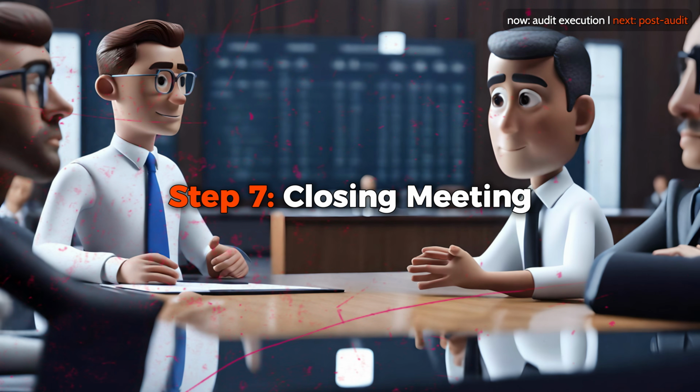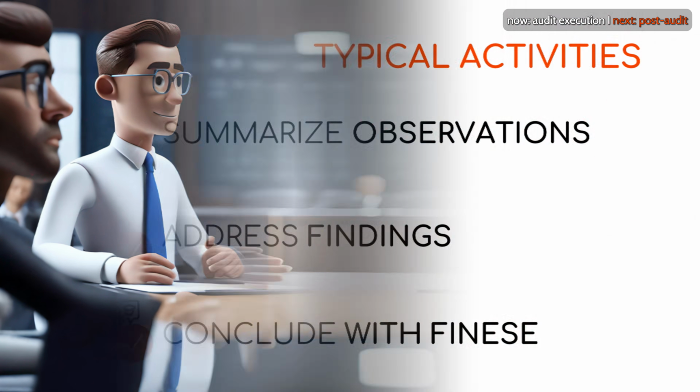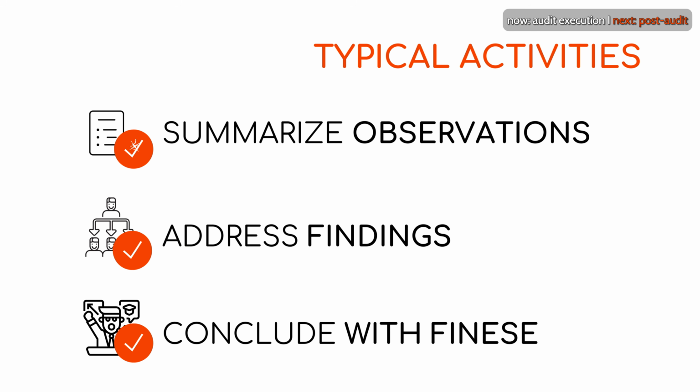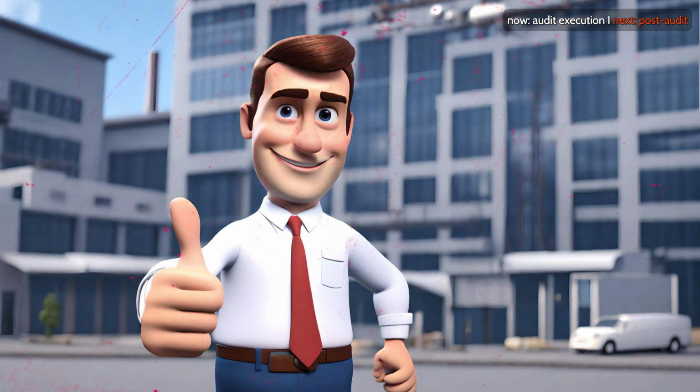Step 7. End with the closing meeting. Share the audit outcomes, observations, and provide a concise summary conclusion. Typical activities: summarize observations, address findings, and conclude with finesse. This step is the culmination, leaving all stakeholders with a clear understanding of the audit's outcomes. And there you have it.